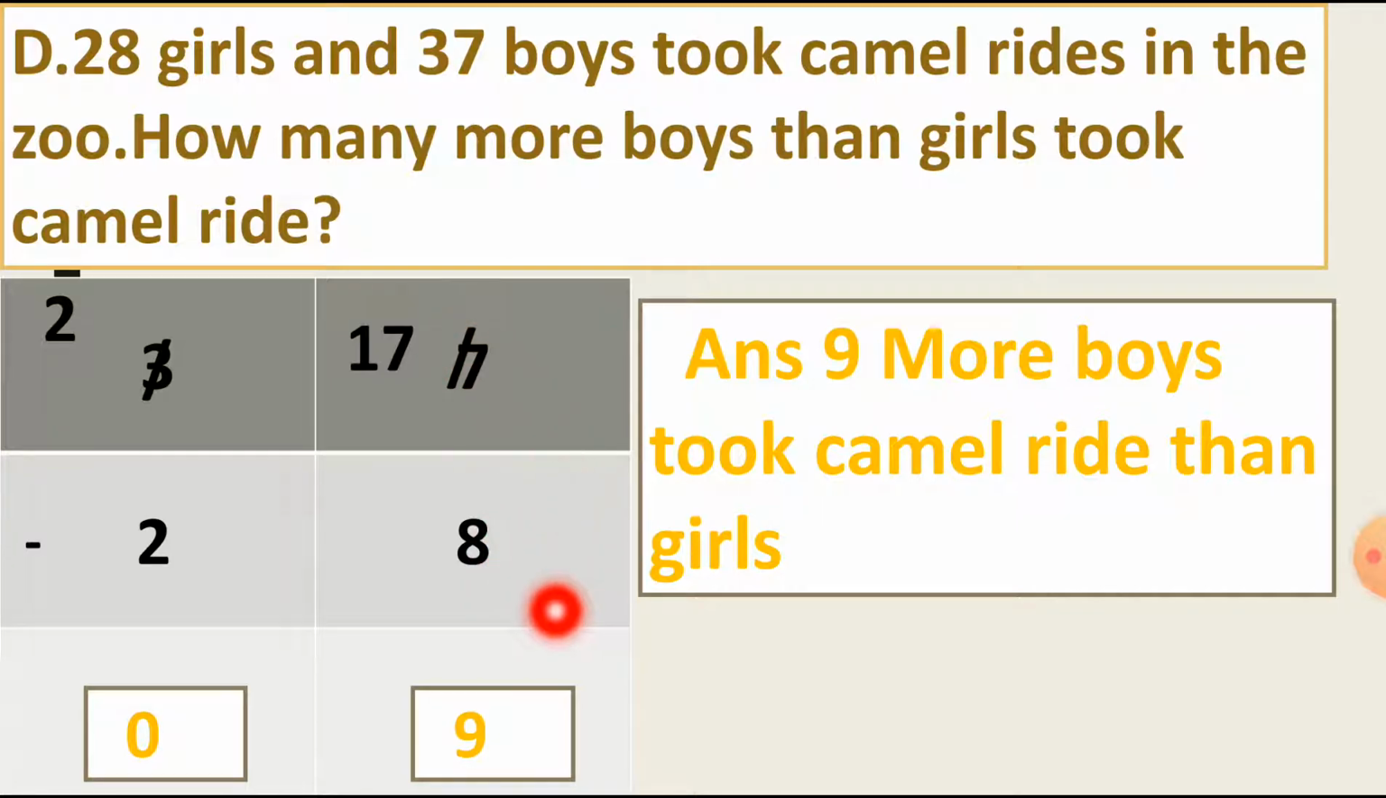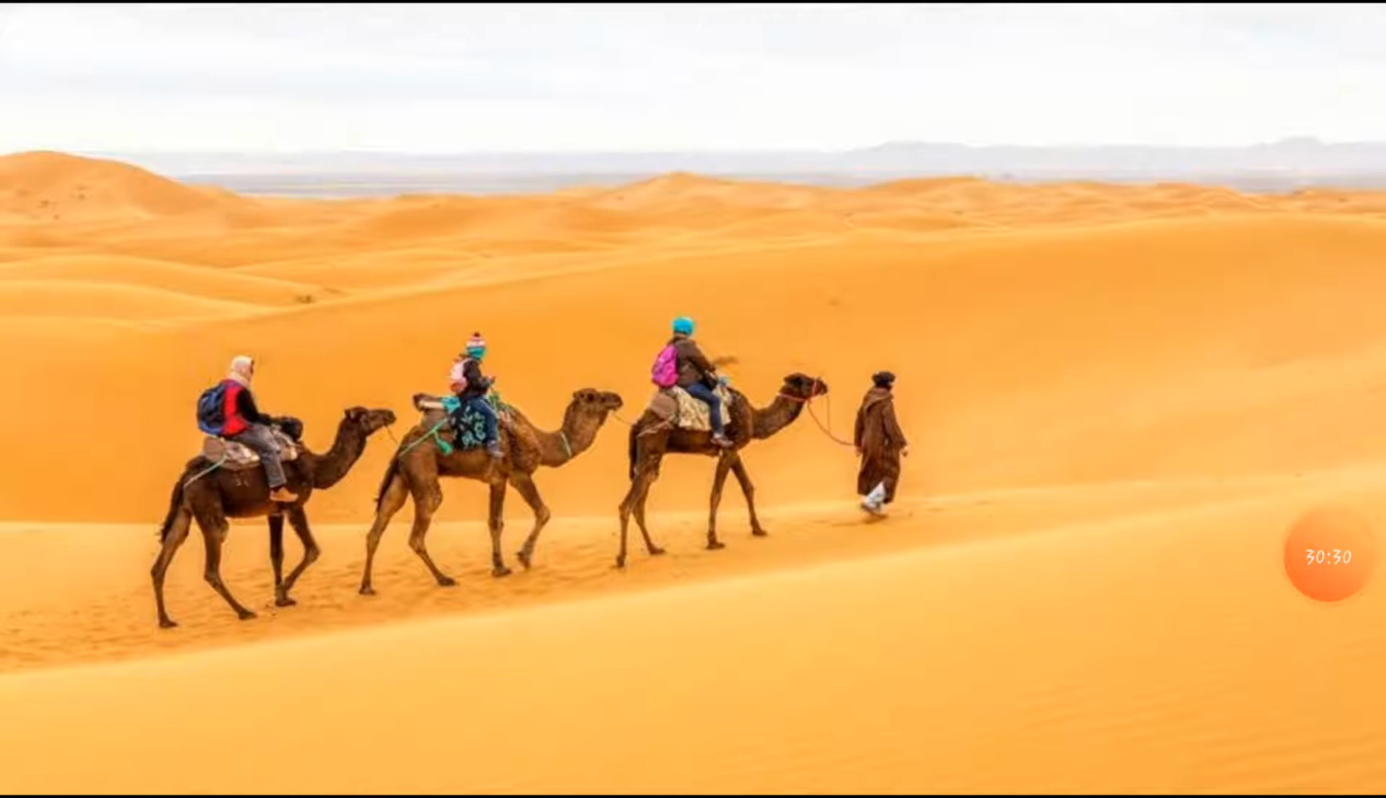17 minus 8 is equal to 9, and here we are taking 1 ten from it, it means 10. So we have to cut this 1 from the 3. So 3 minus 1 is equal to 2. Now we can easily subtract this 2 from this 2. So 2 minus 2 is equal to 0. So how many more boys than girls took the camel ride? So you can write down that 9 more boys took a camel ride than girls. I repeat this, that 9 more boys took a camel ride than girls. This way we can write down the answer, and I will show you the camel ride.